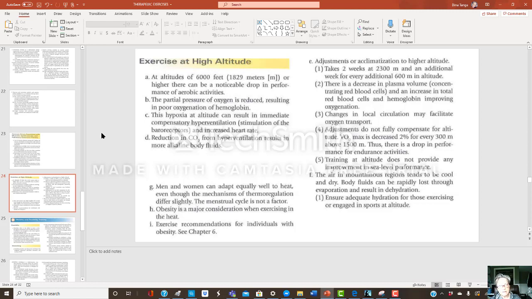Men and women can adapt equally well to heat, even though the mechanism of thermoregulation differs slightly. The menstrual cycle is not a factor. Obesity is a major consideration when exercising in the heat. Exercise recommendations for individuals with obesity, see Chapter 6.